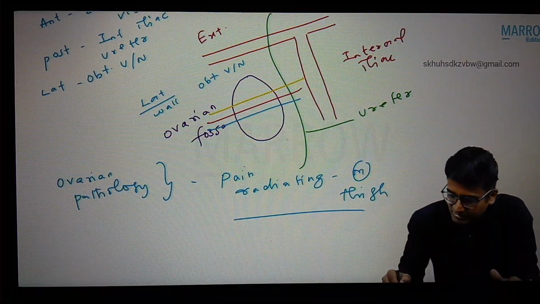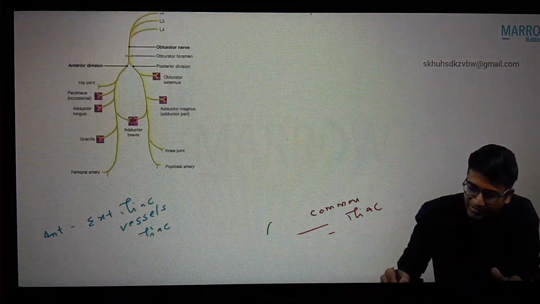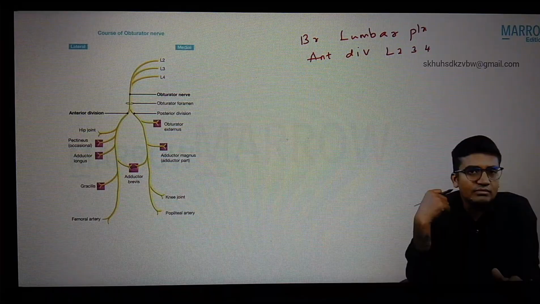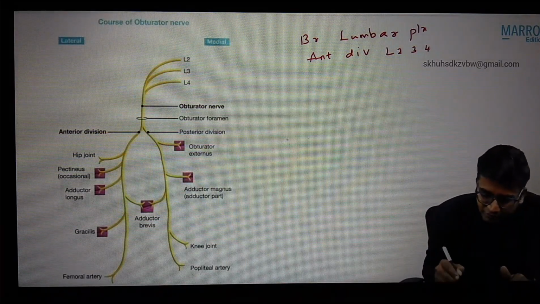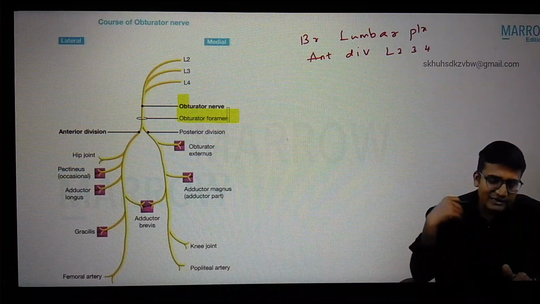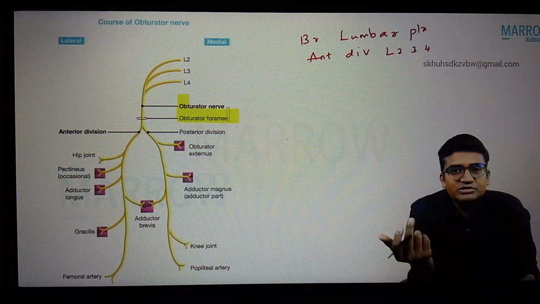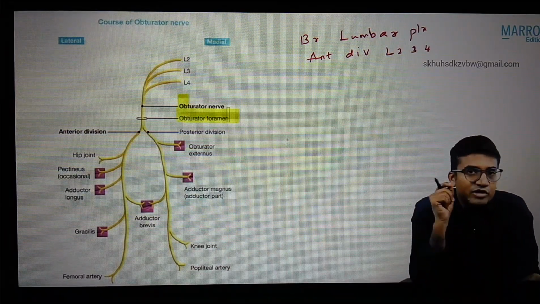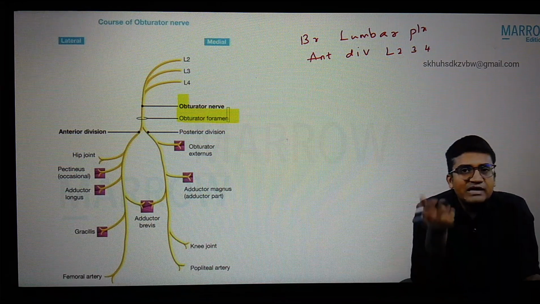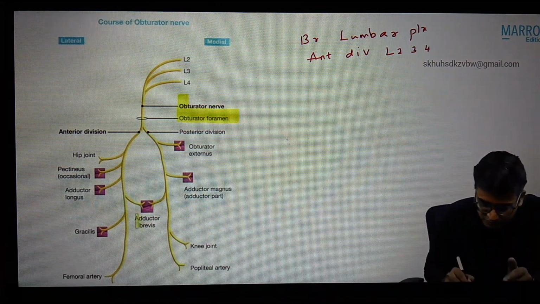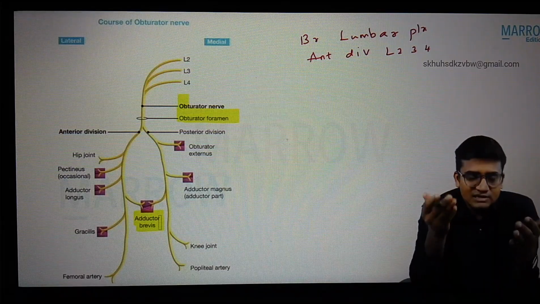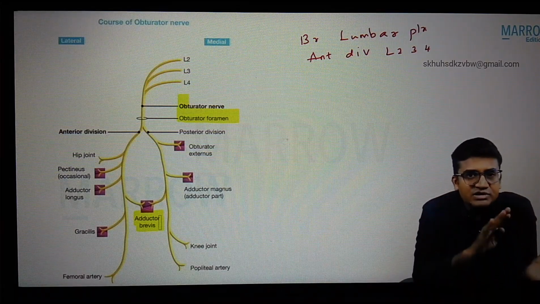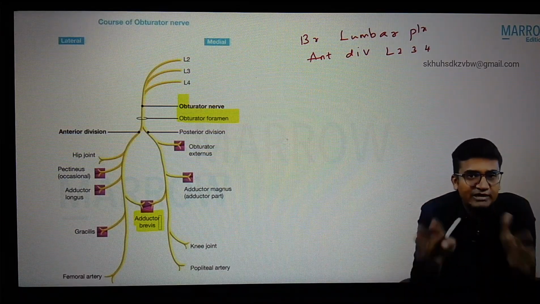That is why in the case of ovarian pathology, the patient complains of pain in the medial side of the thigh. Then the obturator nerve, which passes through the obturator foramen, is divided into anterior division and posterior division. Now here we have one muscle which is present between the anterior division and the posterior division. Which muscle? Adductor brevis muscle. Adductor brevis muscle is present between the anterior division and the posterior division of the obturator nerve.